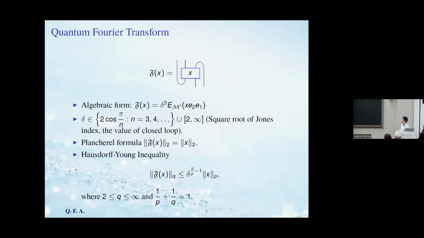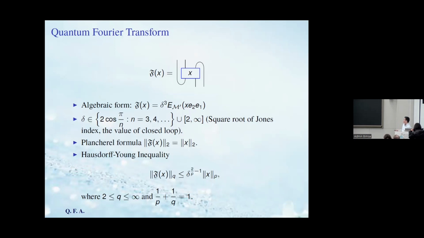In the quantum theory, we say that this delta is non-trivial. Usually, if you use the group case, this delta actually will be an integer. But here it is not an integer. For the group case, this is the square root of an integer. Okay, the Jones index actually is an integer. But here it is some special number. It's 2 cosine pi over n, where n is from 3 to infinity.